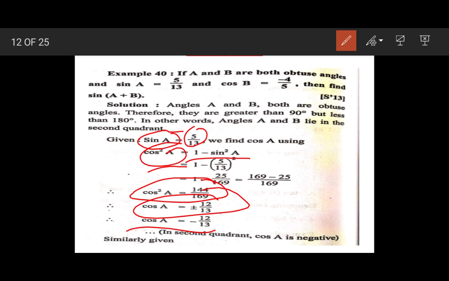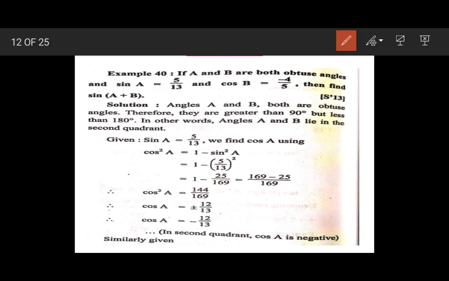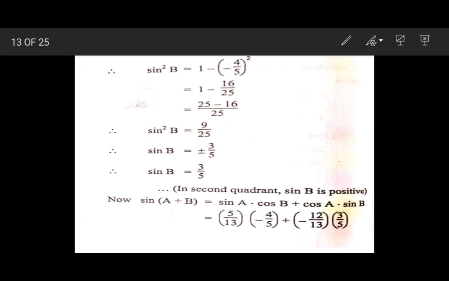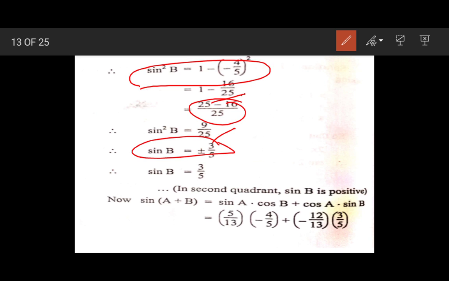Okay. Now after this, next what is given? Cos B is given. So similarly, cos B is given, so we have to find sin B. So sin square B is equal to 1 minus cos square B. So 1 minus 4 upon 5 whole square. So 1 minus 16 upon 25 means 25 minus 16 upon 25. So that means 9 upon 25. So sin B is plus minus 3 upon 5.